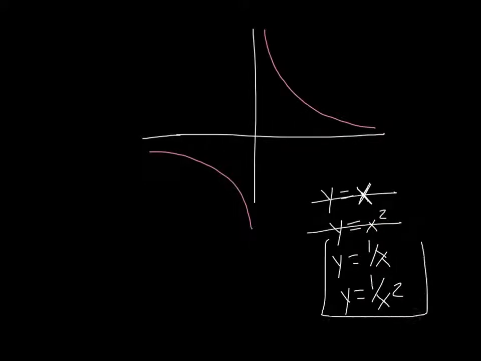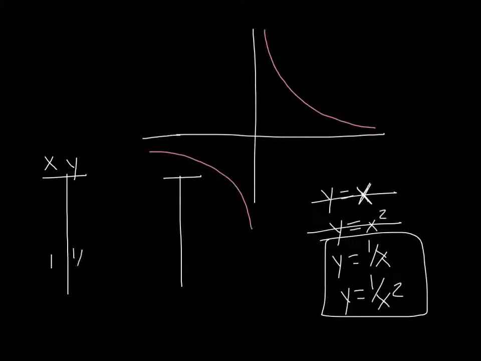But these last 2 are ones that we really haven't done much with. So what you can do is, you don't have to know what those are, you can set up a table for each of them. And so if I set up a table for the first one, if I plug in 1, that would be 1 over 1, which is just 1.